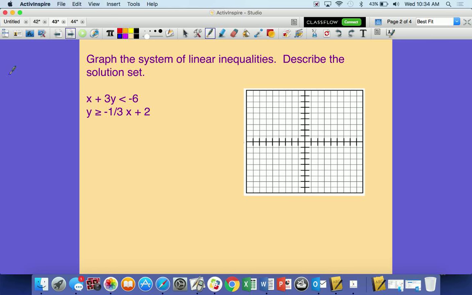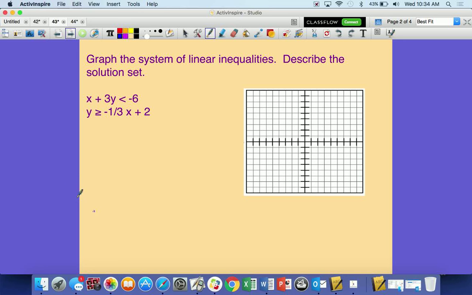Well, say we go to this next one, and basically what this is saying is, we want to know all of the solutions to this problem. Not just pick and choose them, we want to know all of them. So first thing it says is graph the system of linear inequalities. So x plus 3y less than -6. Well, your first job there is to get that on the graph.